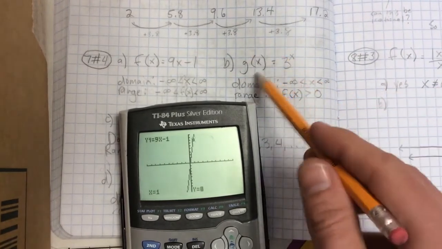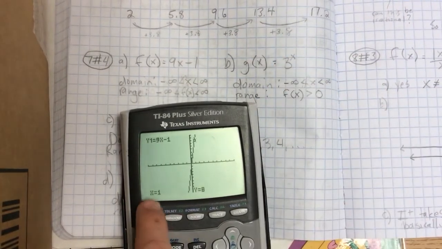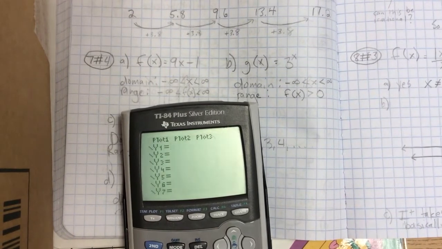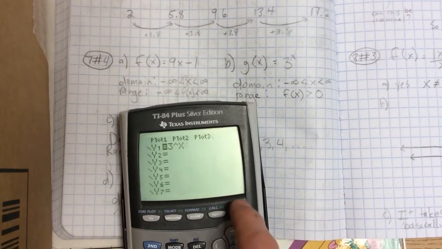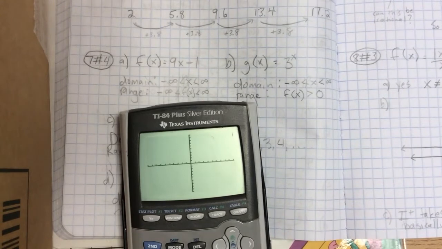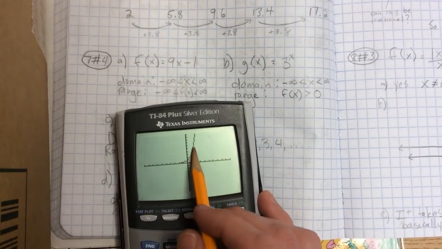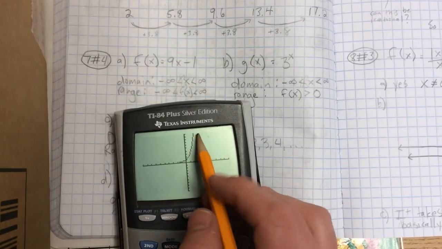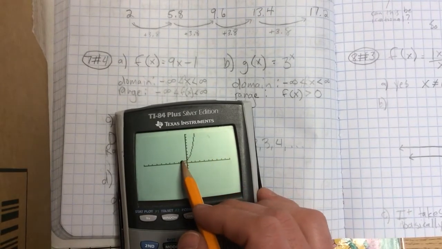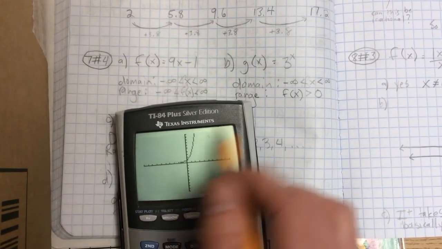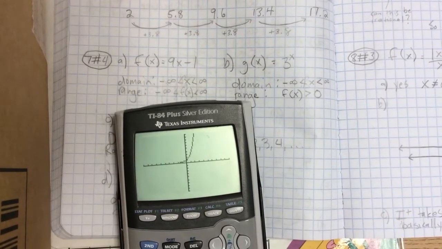All right, B. G of x is equal to 3 to the x. So we put in 3 to the x power, we hit graph. Now this graph starts over here and it keeps increasing and increasing and then starts really increasing. Going the other way, it's decreasing and decreasing and then it gets closer and closer to that x-axis but never touches it.